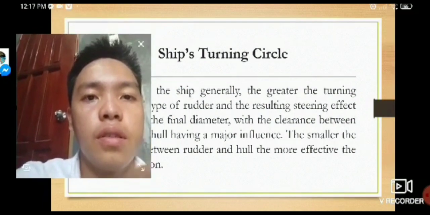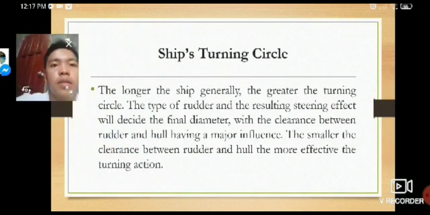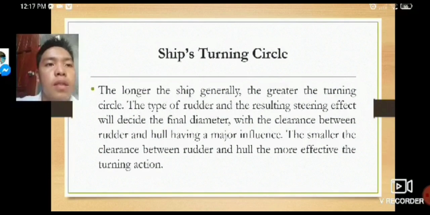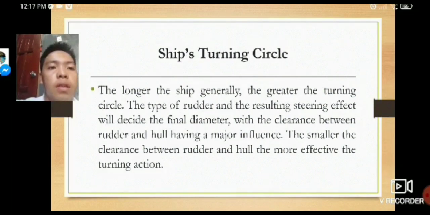Ship turning circle. The longer the ship generally, the greater the turning circle. The type of rudder and the resulting steering effect will decide the final diameter, with a clearance between rudder and hull having a major influence. The smaller the clearance between the rudder and hull, the more effective the turning action.